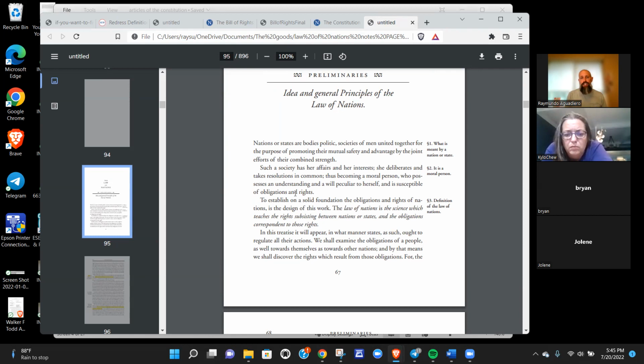And when it talks about nations and it talks about states, the difference between the two is that the nations are simply the people living in common, living in peace, without a ruling or government body, where a state is said ruling government body.